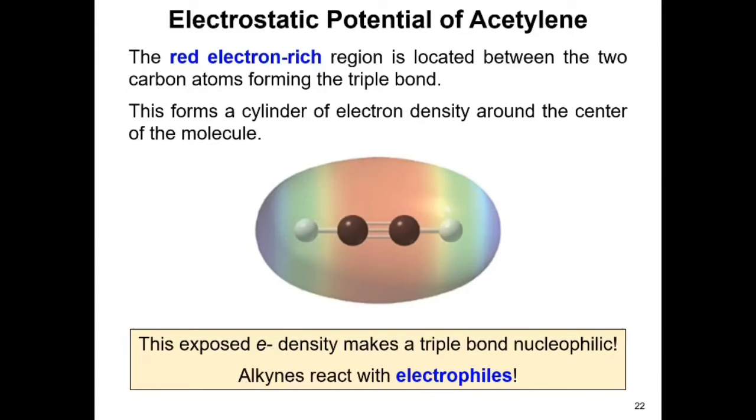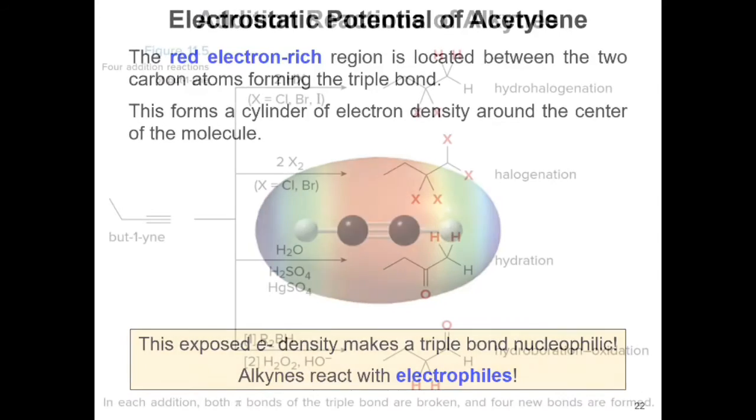So here's the electrostatic potential map of the molecule acetylene, which is the simplest alkyne molecule. Here you can see that most of the molecule's electrons are located at the center of the molecule, where the triple bond is. And so this exposed electron density makes a triple bond nucleophilic, similar to a double bond in alkenes. And so because alkynes are acting as nucleophiles, they react with electrophiles.